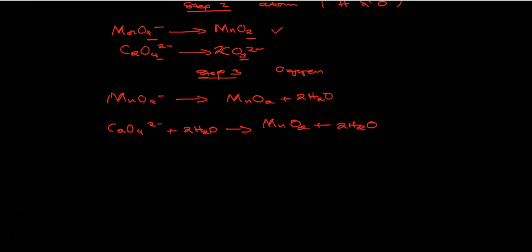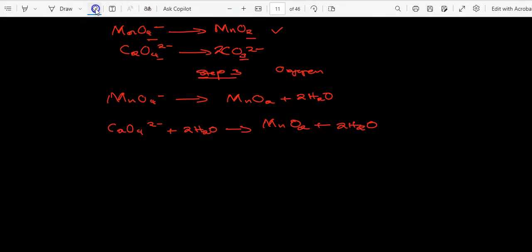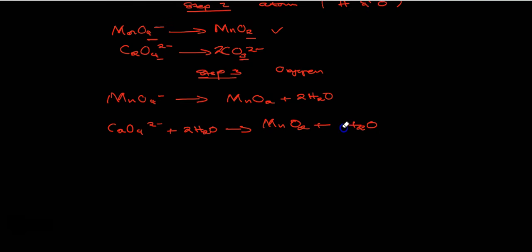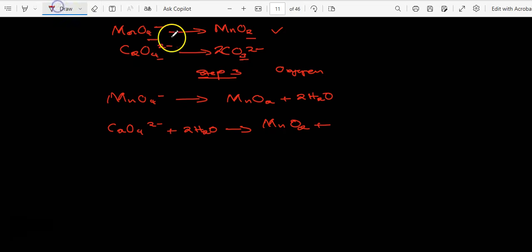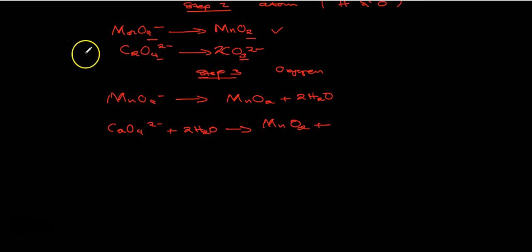So once we reach here, what? Oh, it's not water. I think it's where I made a mistake also here. It's carbonate ion. 2 carbonate ions there. So 2 carbonate ion. Yeah.